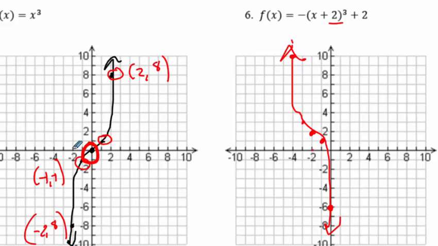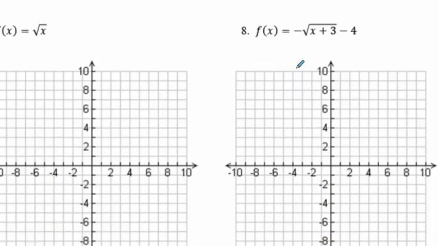We can see it shifted over 2. So the center is shifted over 2. And it is moved up 2. So the center now, instead of being at 0, is moved up to 2. So everything is right. And we should be able to see that.